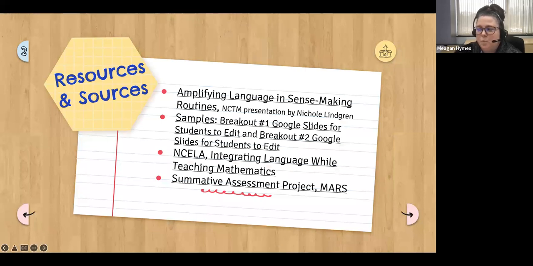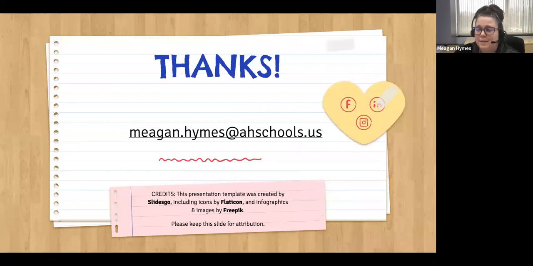Okay, so resources and sources. This is where we pulled a lot of this from. All of this is in your participant folder. And again, the entire presentation that we've given before is in there. So feel free, and I'm sure there's a recording out there on the Atlas website, if you want to watch the whole thing and see a little bit more of the interaction that we had with the number lines.